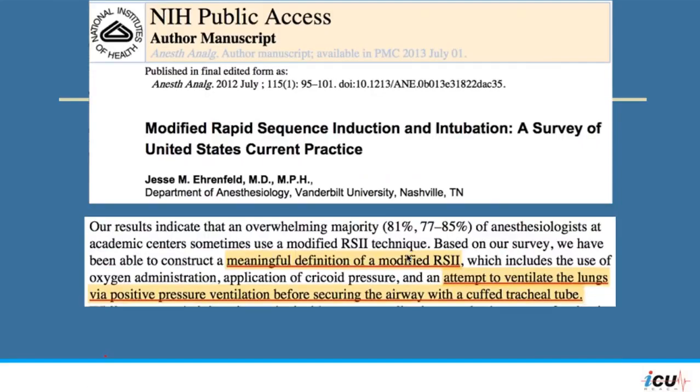And they found, based on our survey, we have been able to construct a meaningful definition of modified RSI, which includes the use of oxygen administration, but we know this is also an integral part of the classical or traditional rapid sequence induction. The application of cricoid pressure, again, this is an integral part of the classical or traditional rapid sequence induction, and an attempt to ventilate the lungs via positive pressure ventilation before securing the airway with a cuffed tracheal tube. In my opinion, this is the major difference between the traditional, or if you like, classical rapid sequence induction and the modified rapid sequence induction.